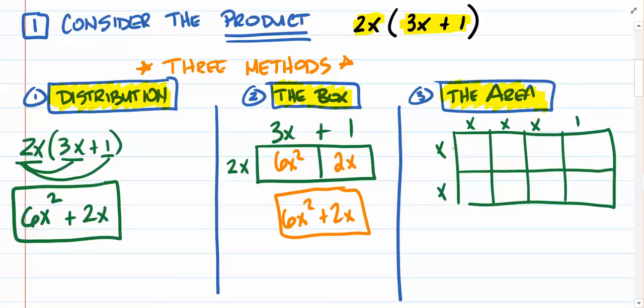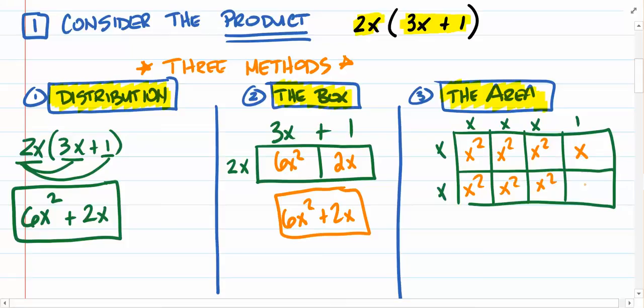So look what you get. X times x, since we're multiplying area, gives you x squared. This is another x squared. This is another x squared. And finally, x times 1 is x. And then do the same thing on the bottom: I'd have x squared, and then another x. If you put all your like terms together, you have 1, 2, 3, 4, 5, 6. That gives you 6x squareds, and then plus 2 more x's.